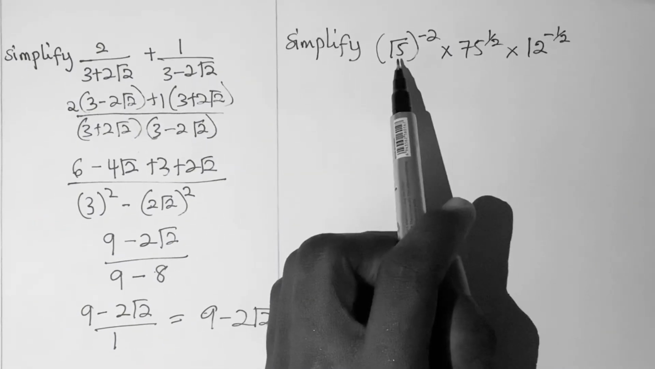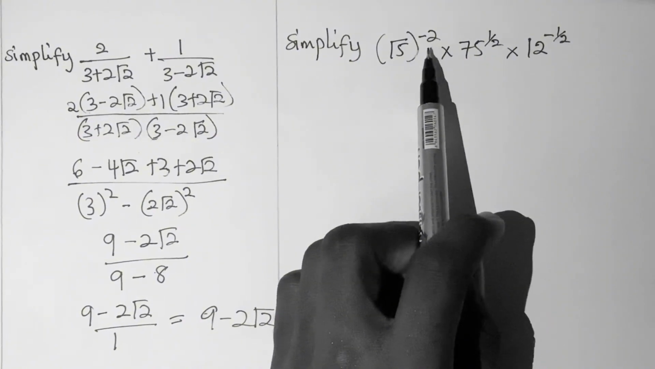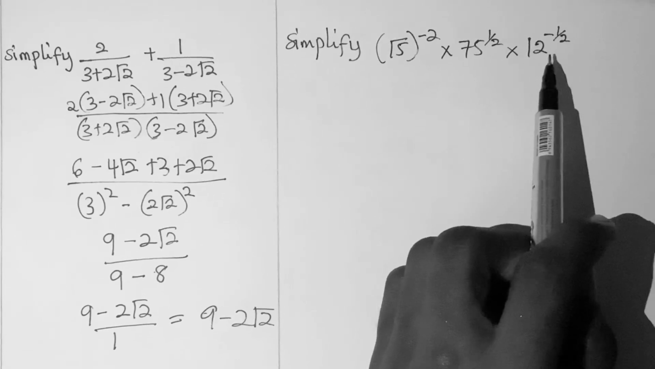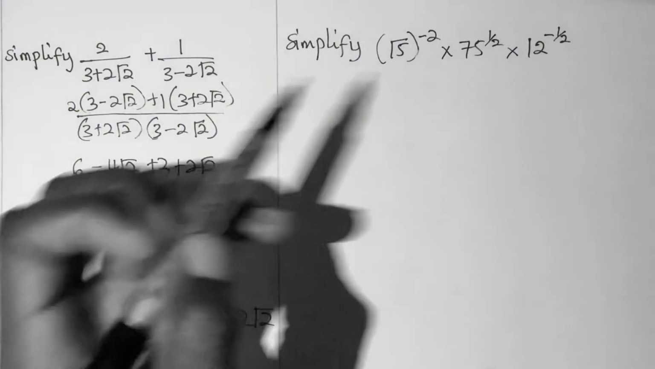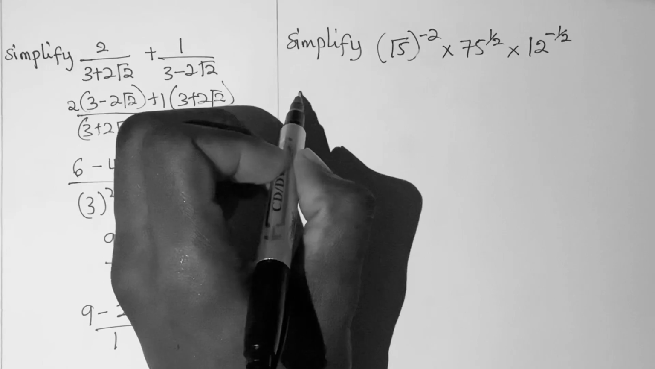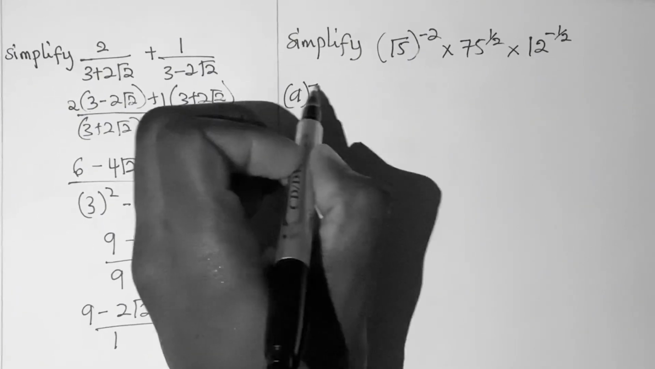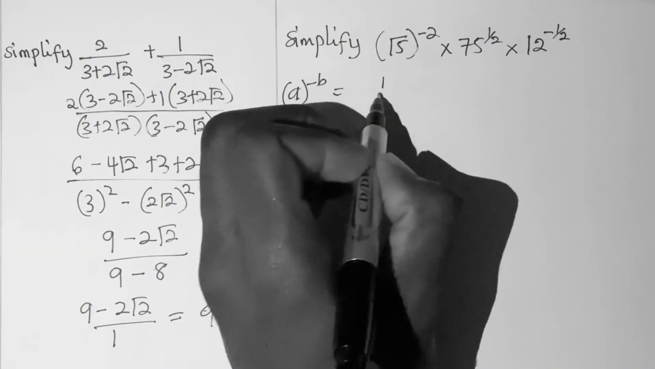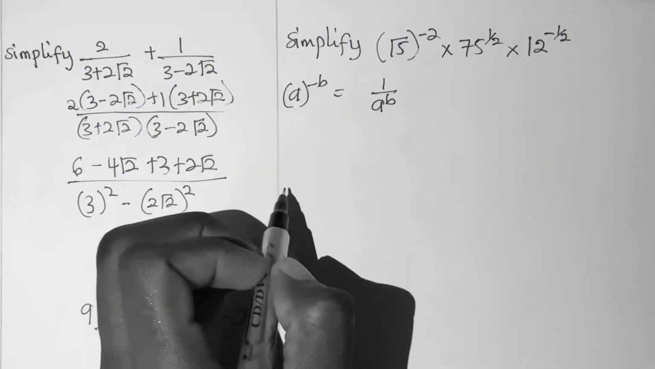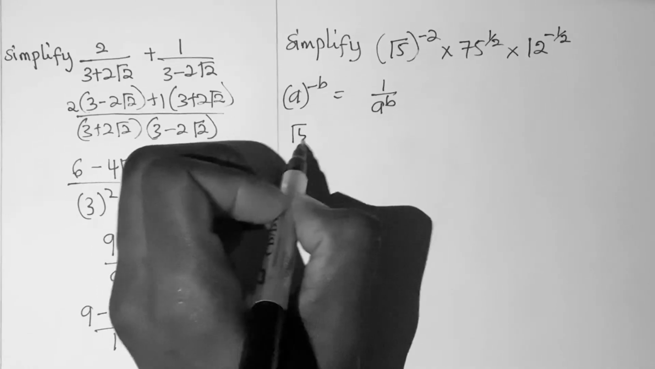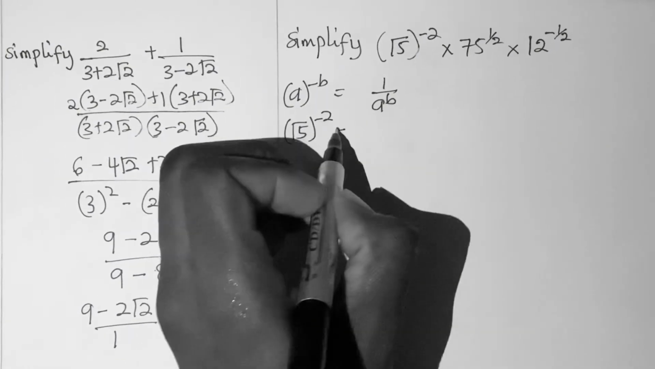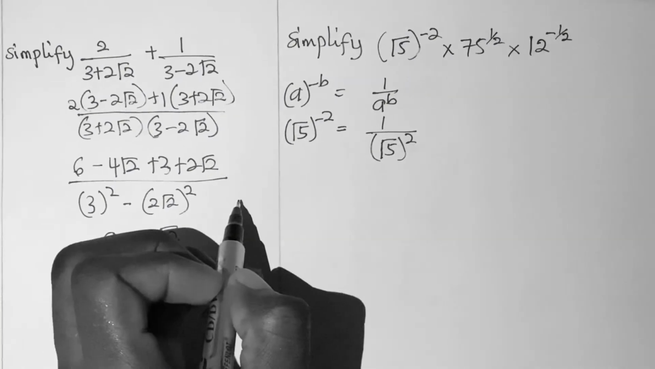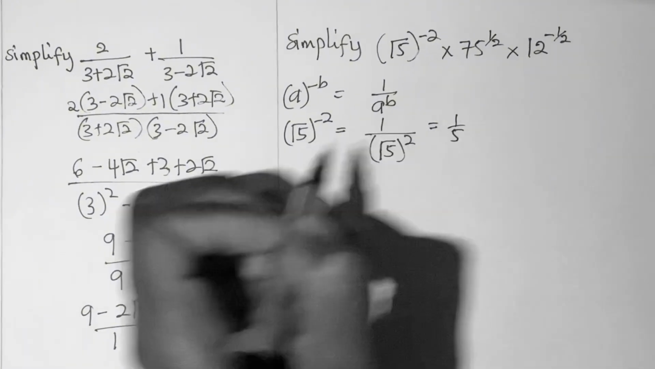Simplify, in brackets, square root of 5 exponent minus 2, times 75 exponent half, times 12 exponent minus half. Now, if you have a number like this, a exponent minus b, it is equal to 1 over a exponent b. So it means that square root of 5 exponent minus 2 is equal to 1 over square root of 5 squared. And that is equal to 1 over 5.